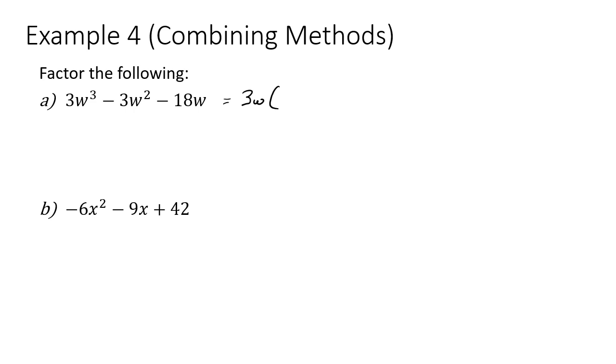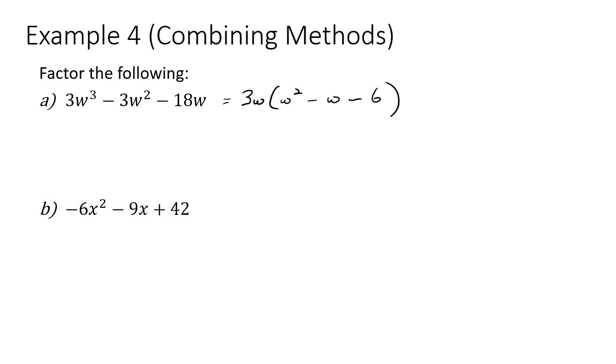So if we pull a 3w out of each, that would just leave us with two w's, or w squared in the first, minus, we factored out the 3 and one of the w's, so there's just one left over, minus, if we pull an 18 out of this one, that would leave us with 6, and the w is gone now. But now, we've got, in parentheses, a quadratic polynomial that factors further.